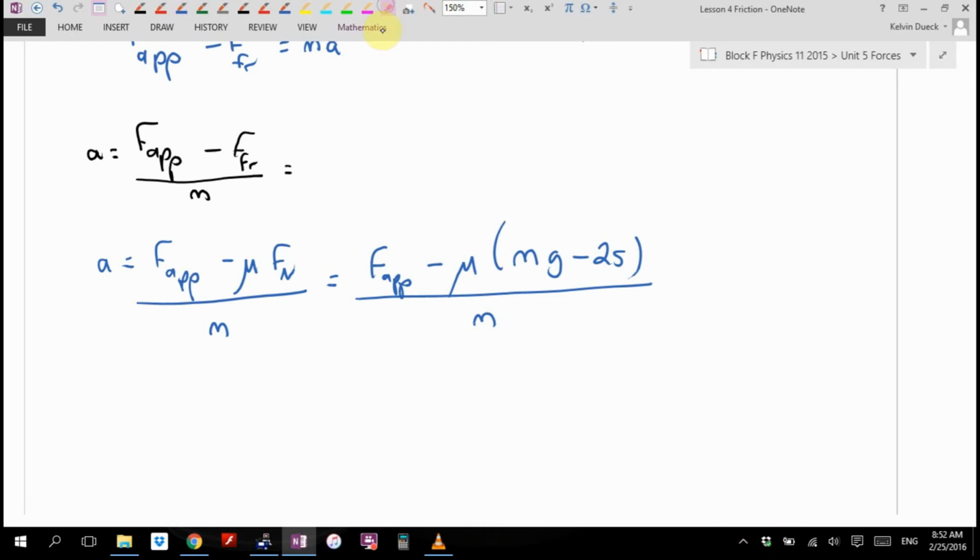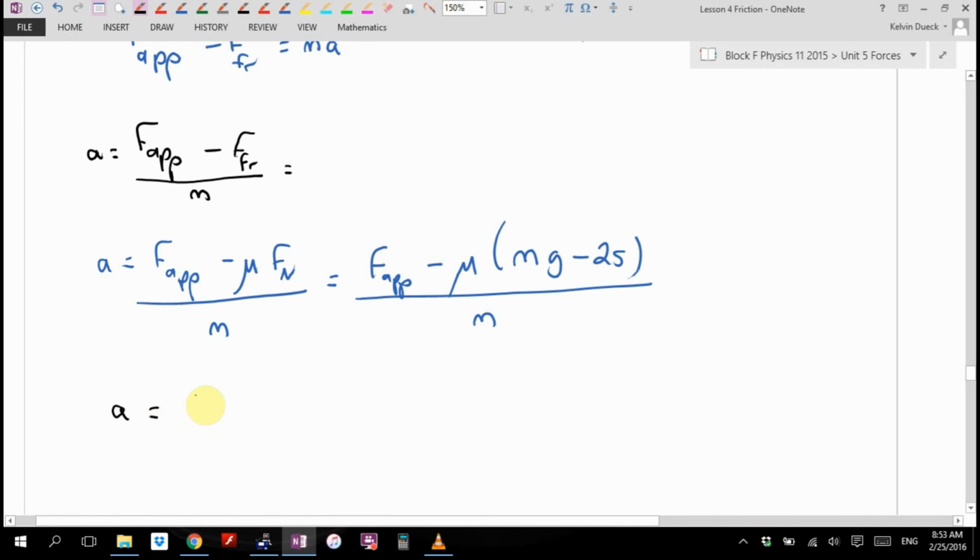Let's do a quick double check. Cohen, do I know F applied from my picture? Yeah. Do I know mu from my picture? Do I know M from my picture? They don't need to tell me 9.8. I do a quick check. I know everything. Now it is plug and chug. Fairly complicated plug and chug, sure, but plug and chug.